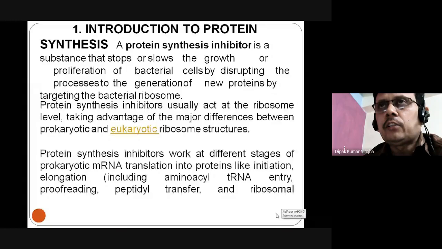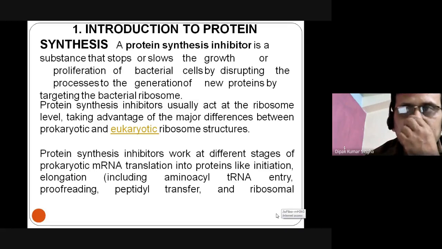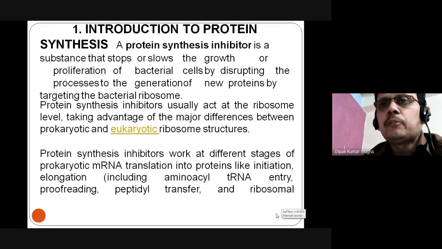But ultimately all the protein is synthesized from the essential as well as the non-essential amino acids. Protein is synthesized in the body as per the instruction of the DNA, by replication, then transcription, and then the translation process. Protein synthesis inhibitors stop or slow down the growth or proliferation of the bacterial cell by disrupting the generation of new proteins, targeting bacterial ribosomes. They usually act at the ribosome level, taking advantage of the major difference between prokaryotic and eukaryotic ribosomes.